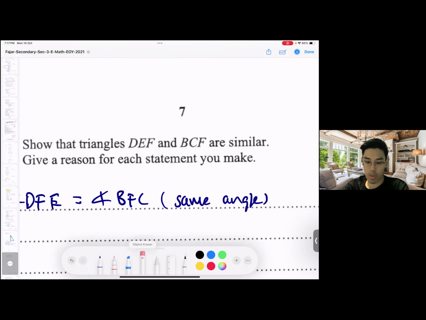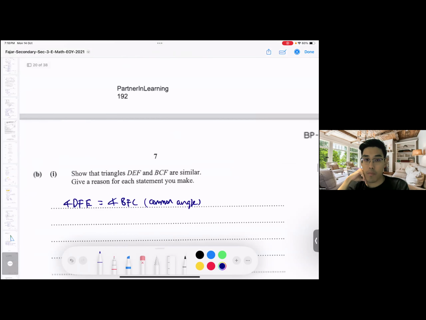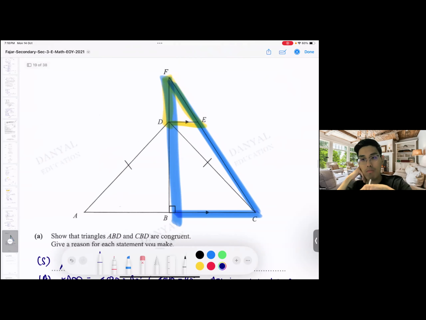Okay? Or no, this is common angle. Okay, but one thing to take note, how we name the angles and the positions and the corresponding lines is equally important as the statement itself. We cannot write EFD equal to BFC. Cannot. Because the orientation matters in this case. The orientation matters. So must take note.